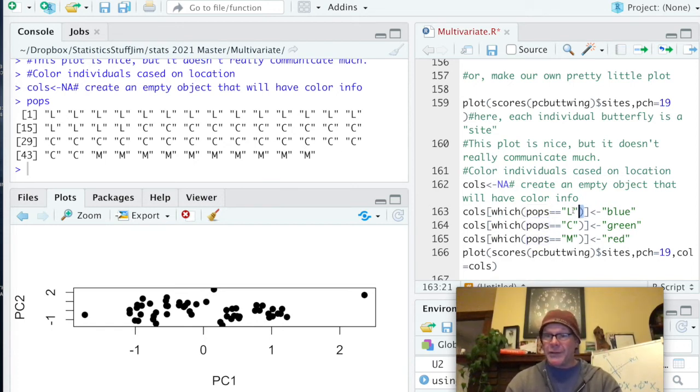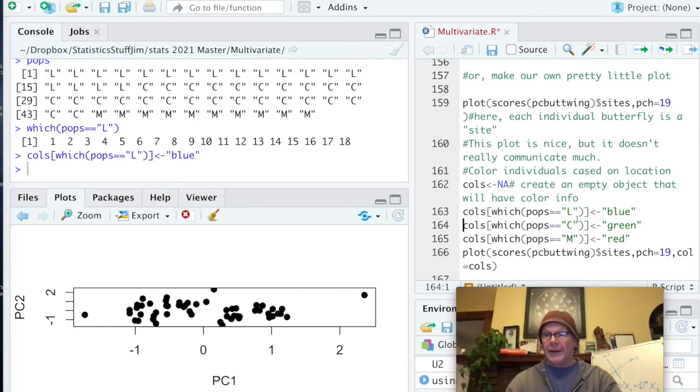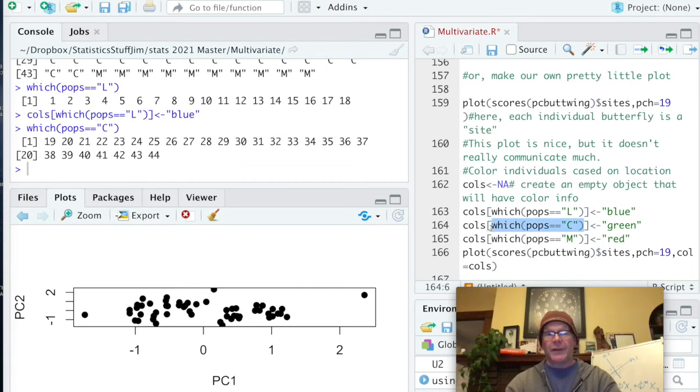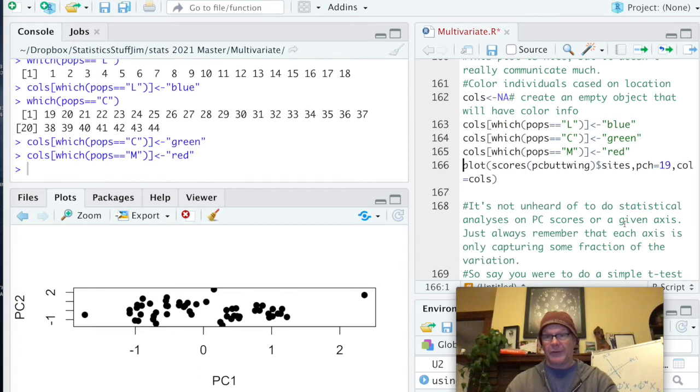I'm going to use this which function. I'm going to say which of those pops is super duper equal to L, and it's going to tell me 1 through 18. And so I'm then going to say, okay, for colors, where that is true, so for culs 1 through 18, that's going to equal blue. And then I'm going to do the same thing here for the ones that equal C. It's going to be all of those. So I'm going to say culs, all of those, they're going to be green. And I'm going to make those and the rest of them red.